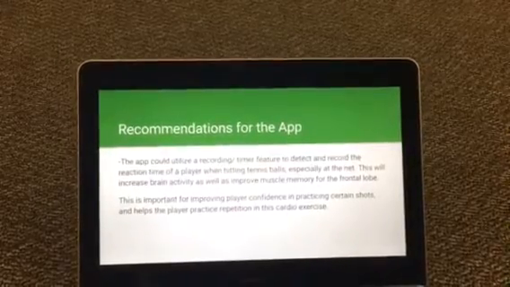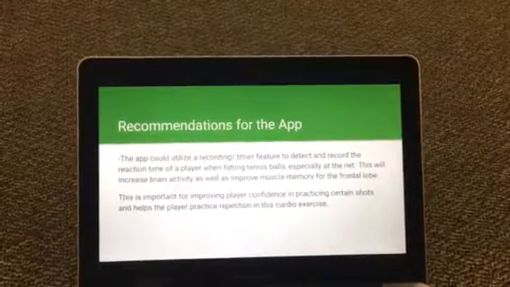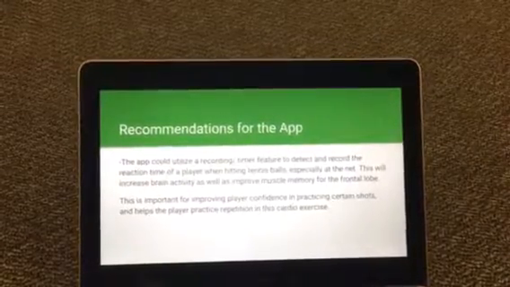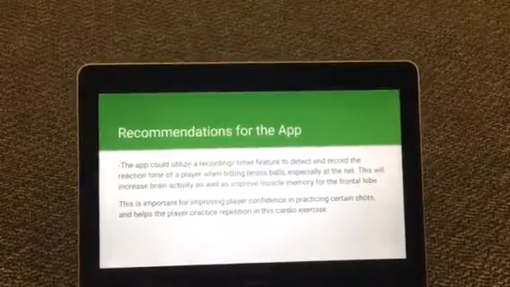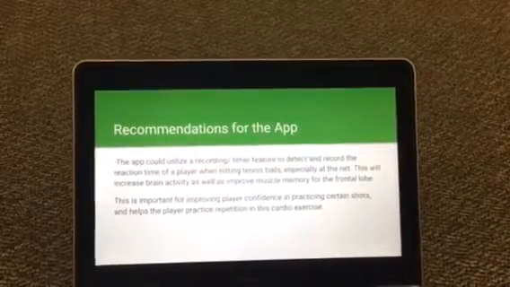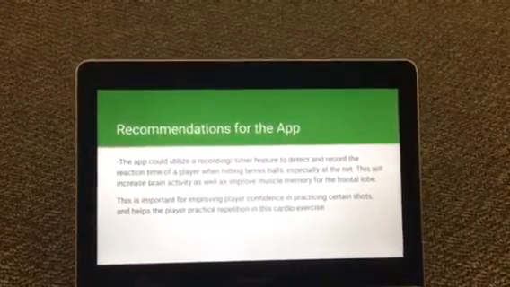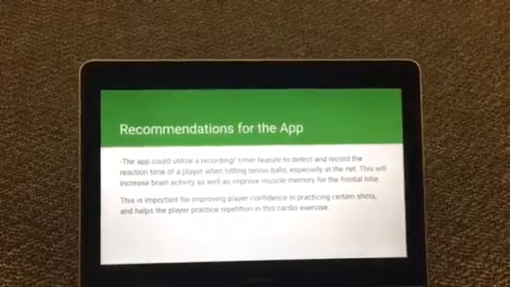This helps the player recognize where they need improvement so they can increase their brain activity as well as concentrate on where they want to hit the ball. This also improves memory for the frontal lobe as well, as you can tell with the temporal lobe. This is important for improving player confidence and practicing certain shots, and helps the player practice repetition in this cardio exercise.